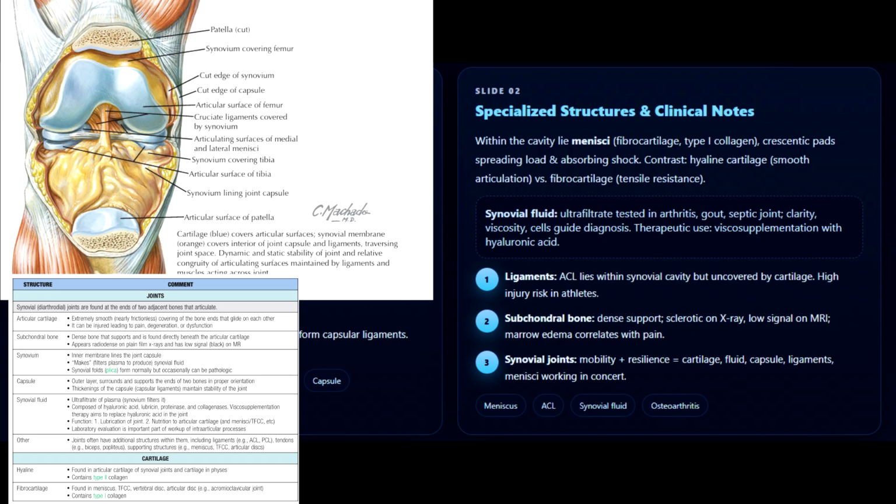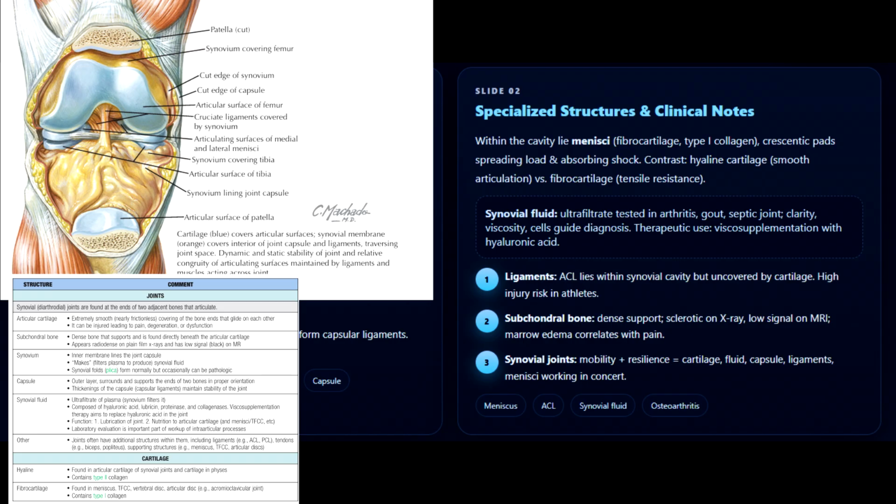Speaking of menisci, in this knee specimen, you see the medial and lateral menisci clearly labeled. These crescentic pads of fibrocartilage deepen the tibial articular surfaces, spreading load and providing shock absorption. Fibrocartilage differs from hyaline cartilage: whereas hyaline contains type 2 collagen and is designed for smooth articulation, fibrocartilage contains type 1 collagen and is far more resistant to tensile forces, making it perfect for load-bearing structures such as the meniscus, the vertebral discs, and the articular disc of the temporomandibular joint.